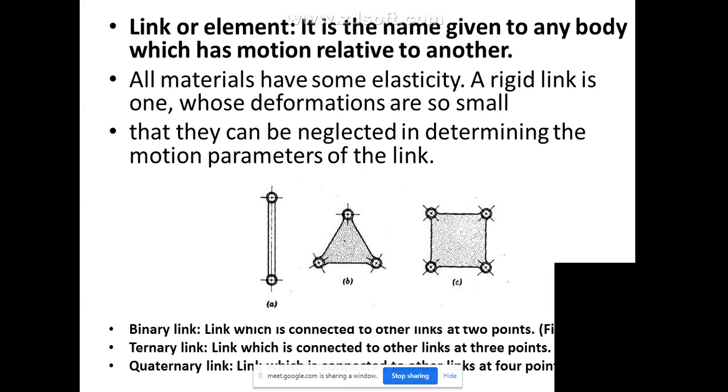This is also only one link. The difference is in the points, and it is given the name binary link, ternary link, and quaternary link. This is having only 4 points. Now you can't say it has 4 links. This is only one link with 4 points. Here in this ternary link, there are 3 points with one link. So you can't give numbers as 1, 2, 3 here.